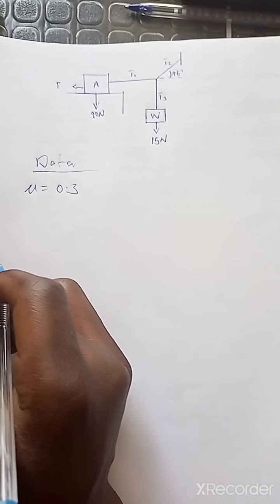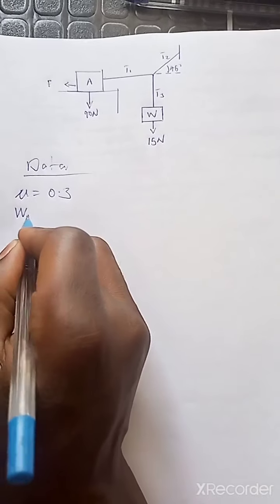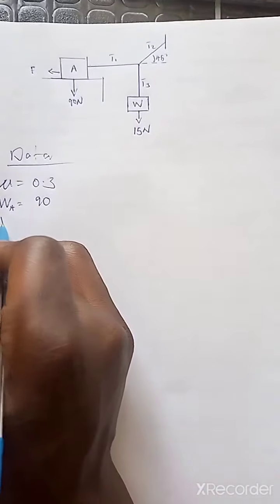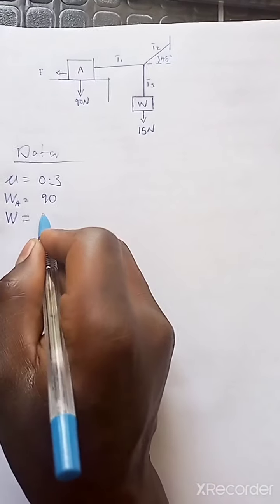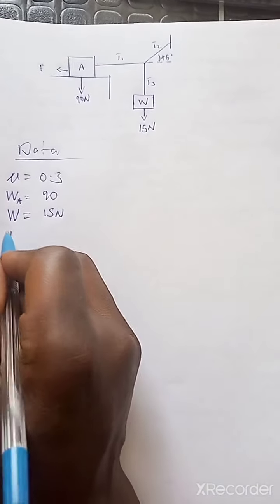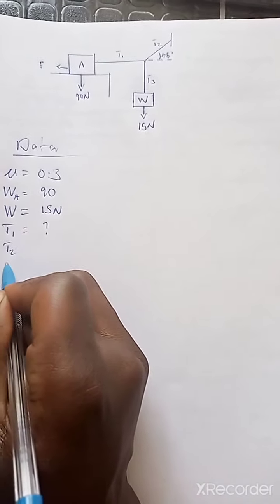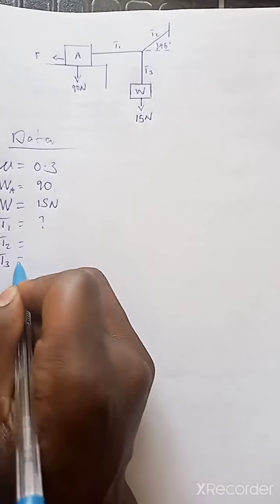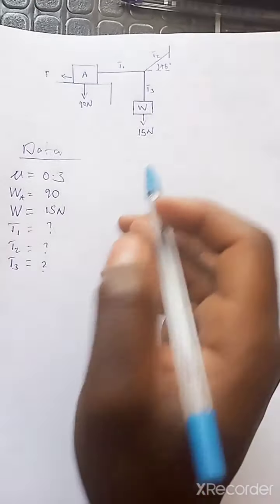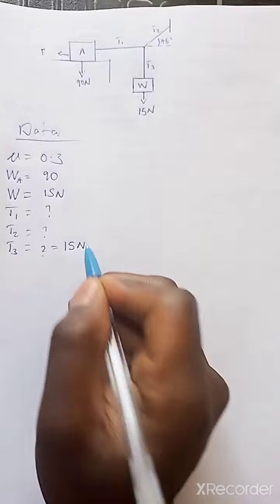Okay, so what other data have we been given? We can just say weight A is equal to 90 newtons, then the weight is equal to 15 newtons, then we have T1 which is unknown, T2 and T3. All these can be solved, right? T3 can easily be solved to be 15 newtons from the figure.